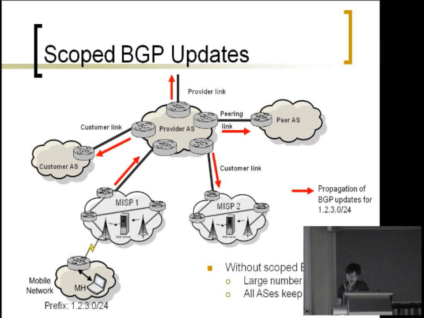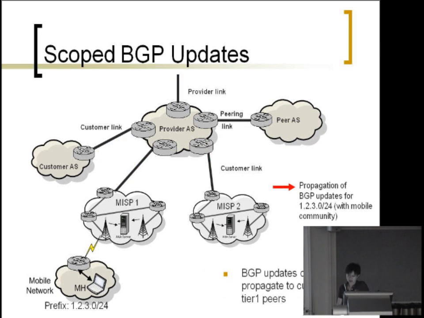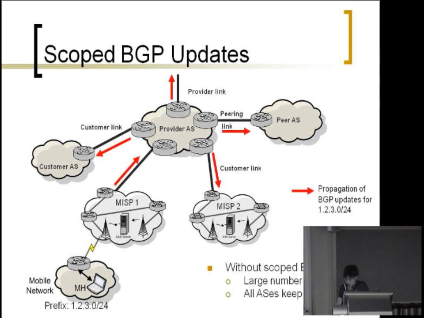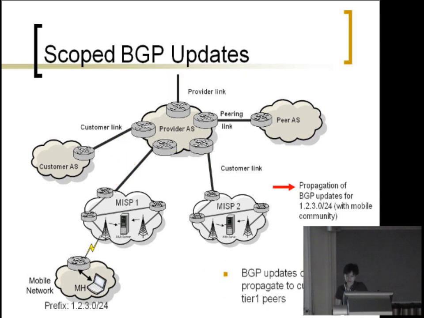So when this network moves to a different ISP, if you don't do any scoping for the BGP updates, you will have a large amount of routing updates announced everywhere. In this case, as you can see, the red arrows indicate that these routing announcements will propagate to the entire internet, and all the ASs will need to keep track of the routing state. And this can cause significant routing churn and will impact the application sessions.